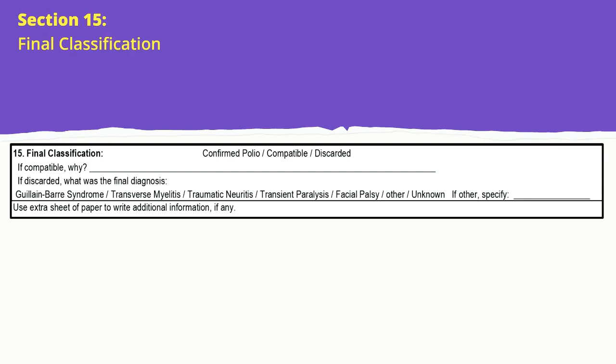Final classification is the last section of the CIF. AFP case can be classified as confirmed polio, compatible or discarded. Once discarded, the final diagnosis must be written in the CIF by the DIO or SMO at earliest.